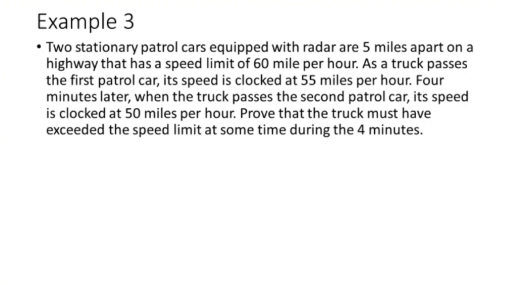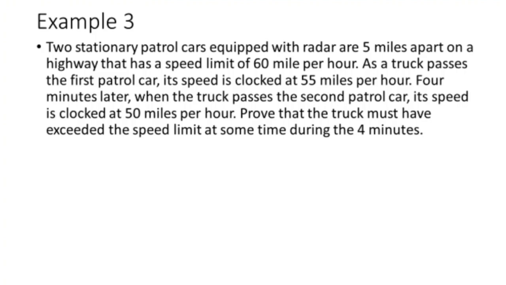Suppose 2 stationary patrol cars equipped with radar are 5 miles apart on a highway that has a speed limit of 60 miles per hour. As a truck passes the first patrol car, its speed is clocked at 55 miles per hour. 4 minutes later, when the truck passes the second patrol car, its speed is clocked at 50 miles per hour. Prove that the truck must have exceeded the speed limit at some time during the 4 minutes.